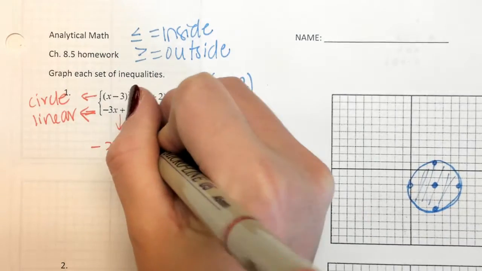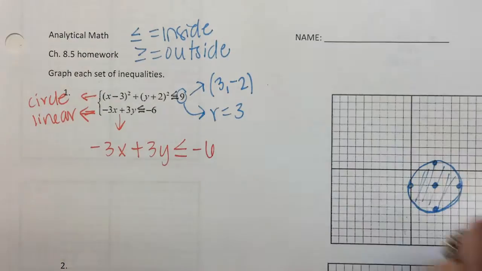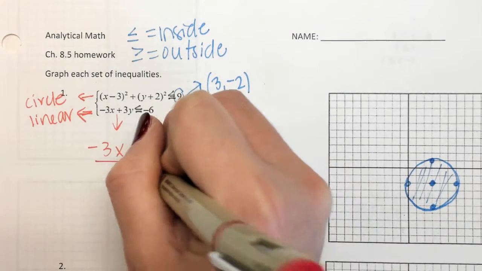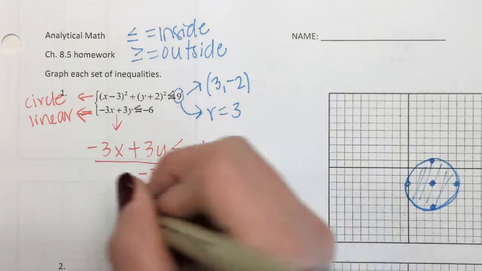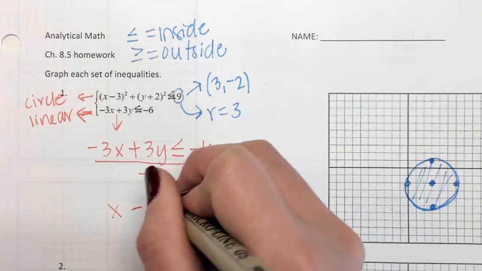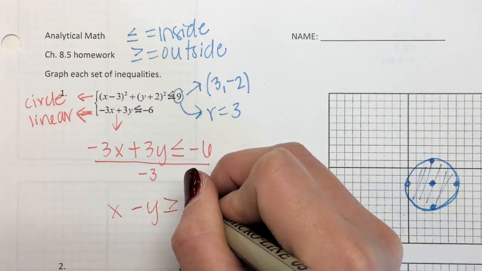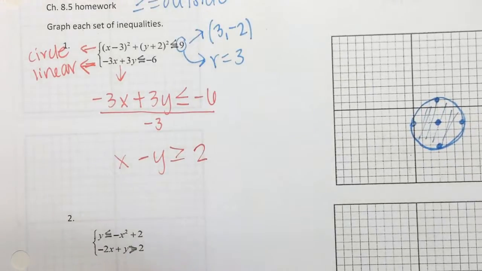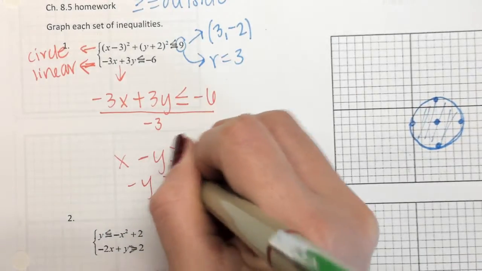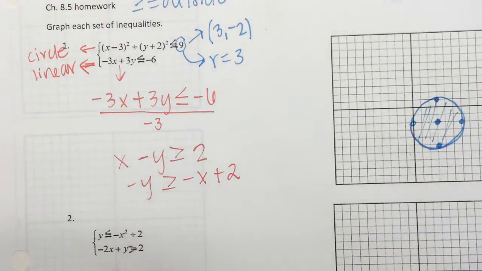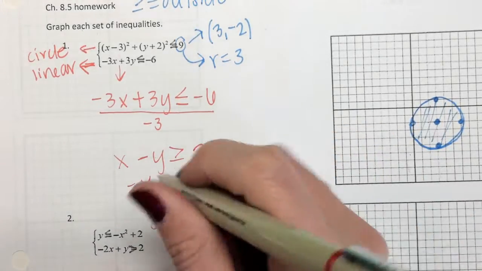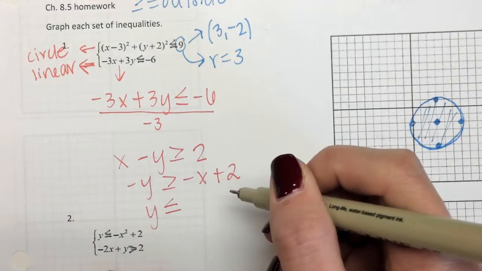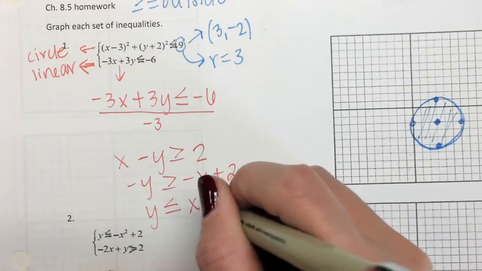Alright, and now for this one, I need to put it in slope-intercept form. Tell me what to do first. Divide everything by negative 3. It'll be x minus y. And then what right here? Add 2. Good. We need to still get y by itself, so what next? Is y by itself? Alright, what do we need to do? Yes, so this would change to y is, go ahead, x minus 2. Good.